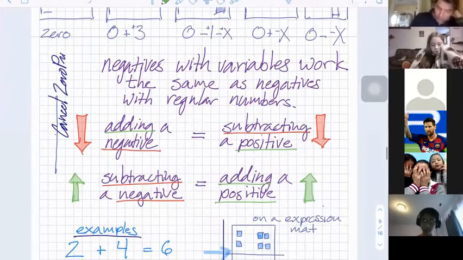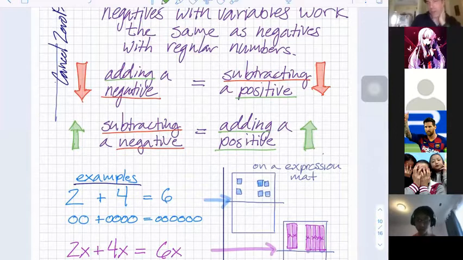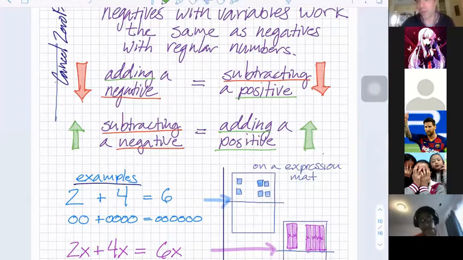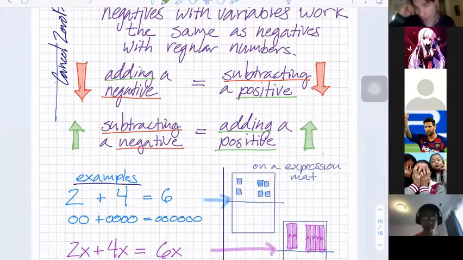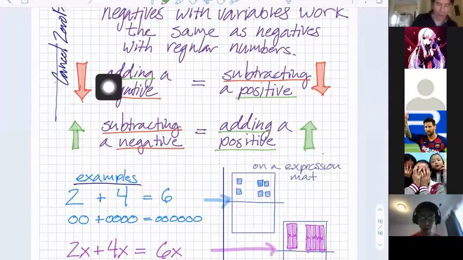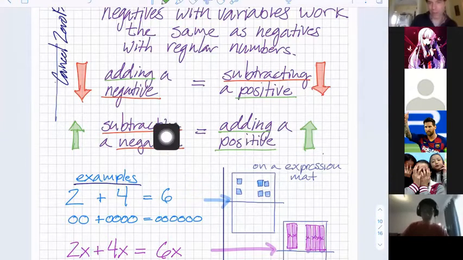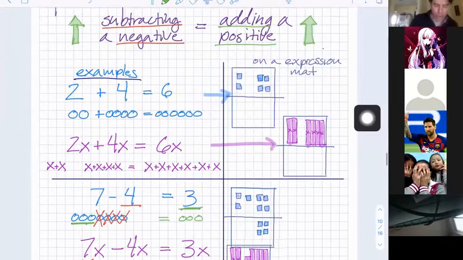So let's talk about negatives with variables. They work the exact same, and this is an important thing to understand as we move forward. This is not something that was really in 213 explicitly, but I'm just letting you guys know this. Like we went over, I talked to you guys about how to look at these, and we went over these a little bit. This is the up house stuff. Adding a weight is the same as subtracting a balloon, and adding a balloon is the same as subtracting a stick, or a weight from the house. But this is just showing you that these numbers work the same.